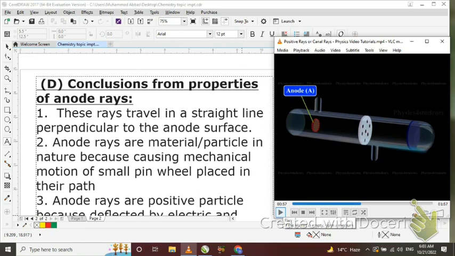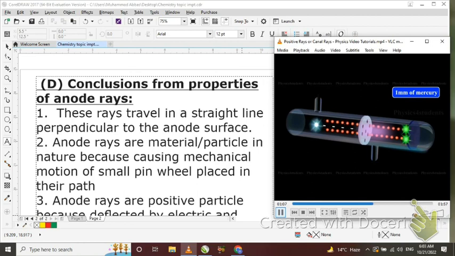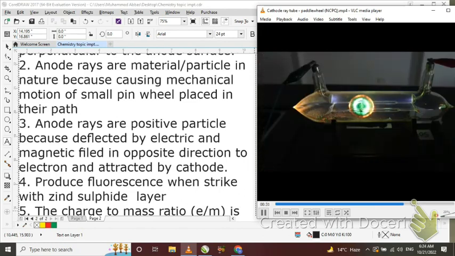Step 4, conclusions from properties of anode rays. These rays travel in a straight line perpendicular to the anode surface. Anode rays are material particles in nature because they cause mechanical motion of a small pinwheel placed in their path. It means anode rays are particles.